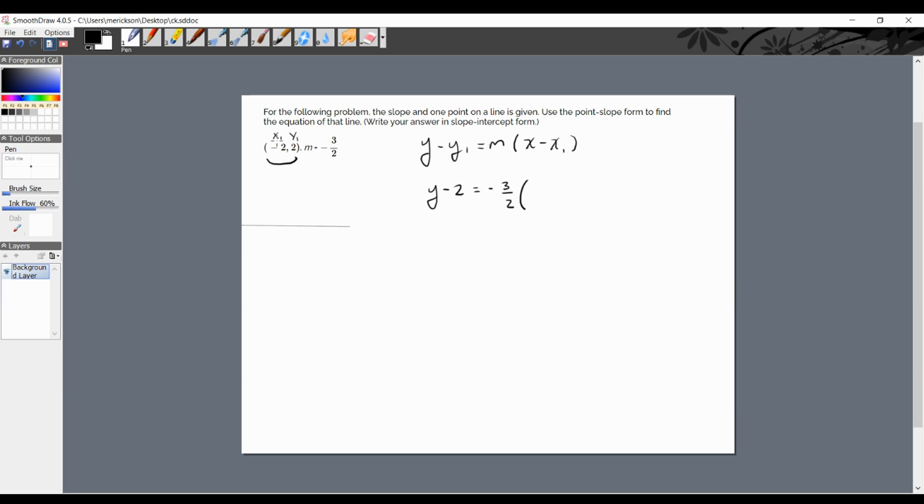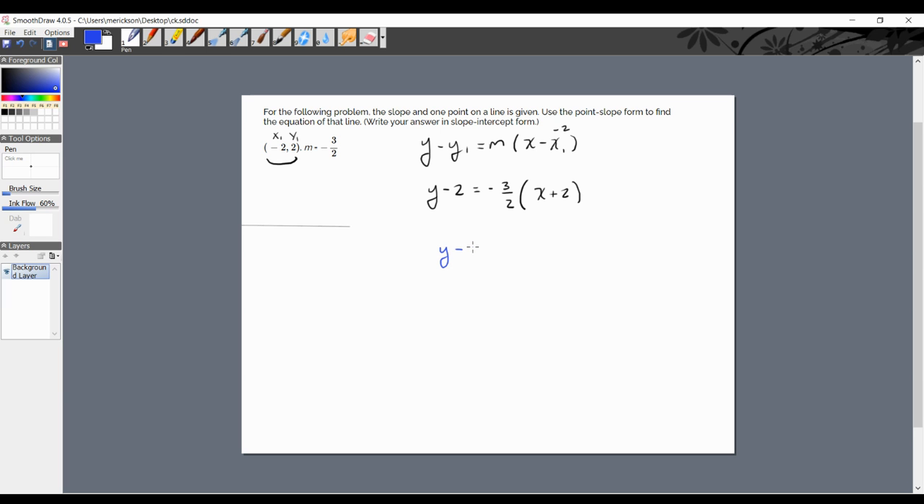Now, this is a little tricky because x is already a negative number, and x1 would be a -2 if I put that in there. And look what we're going to have, x minus -2, which is really just x plus 2, because two negatives next to each other are going to turn into a plus. Now, we're going to have to distribute the -3/2 in order to get our equation.